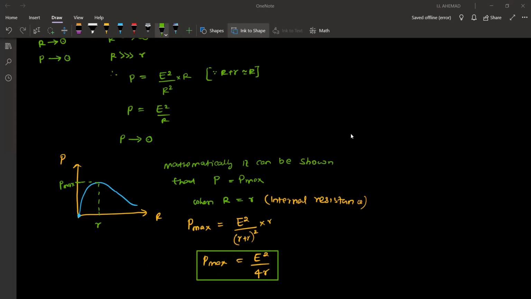So if you have any question in a past paper asking you to find the maximum power dissipated, what you have to do is equate the external resistance to the internal resistance.